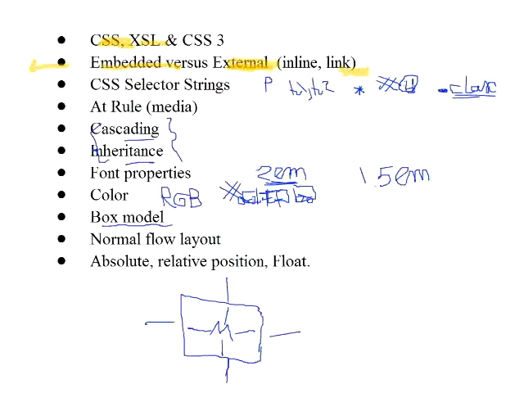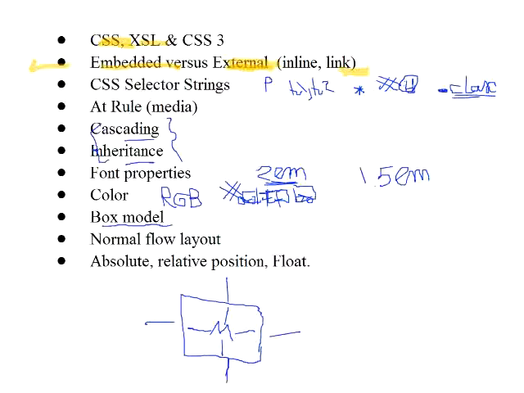So in our box model, we have 3 important things we need to know. We have border, we have margin, we have padding. It's very important to remember these 3 because all of your work will be based on this. All of your layouts, anything will be based on this box model.